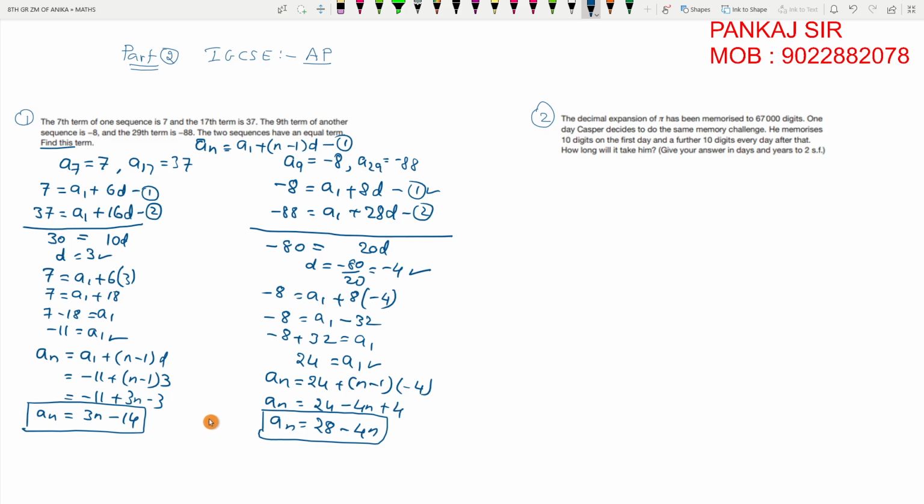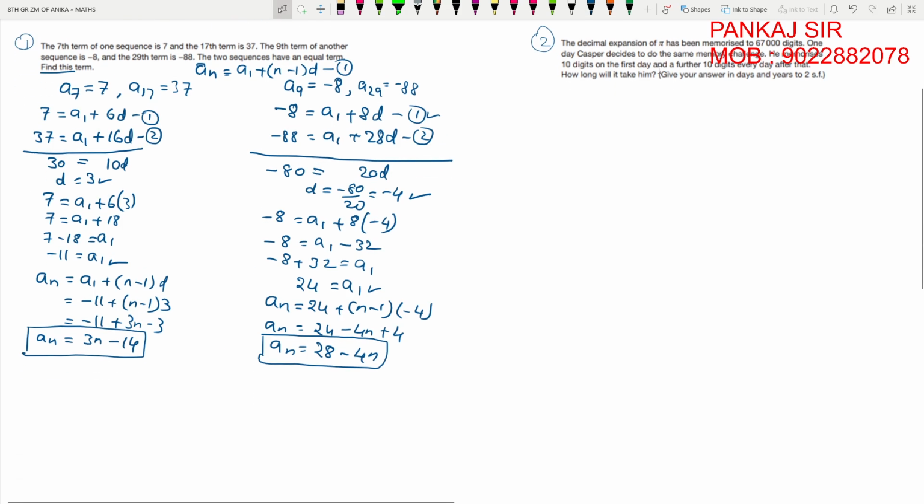Now the thing is, he is telling us that the two sequences have an equal term, and you have to find which is that term. Okay, now let us understand this way. Suppose the two terms are same, this an and this an of the two sequences are same. So you can equate the right hand side, that is 3n minus 14 equals 28 minus 4n.